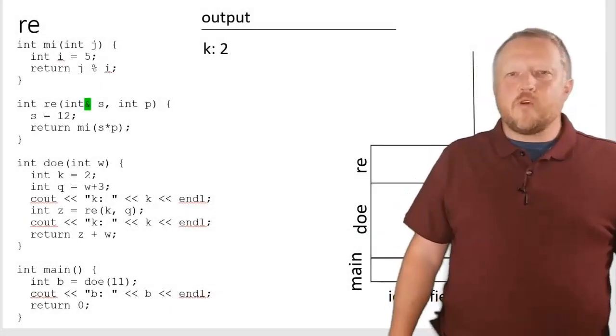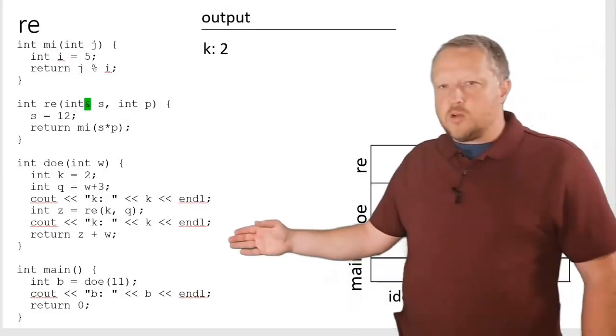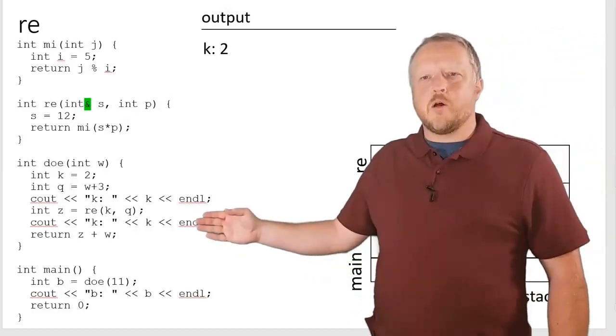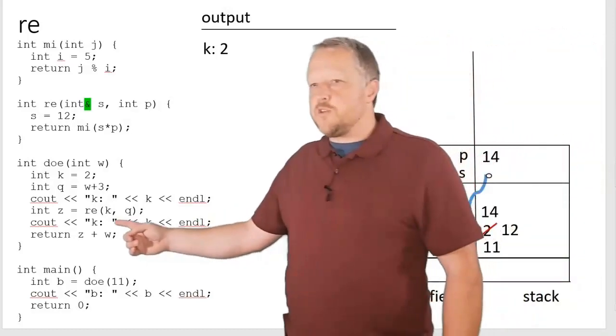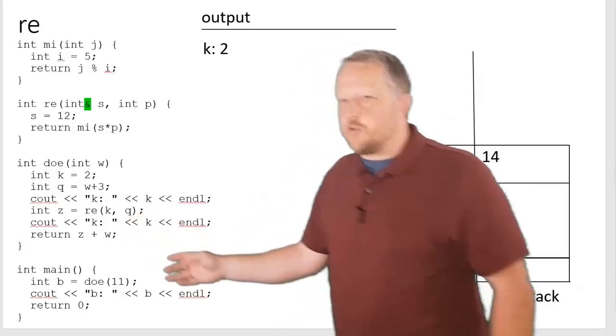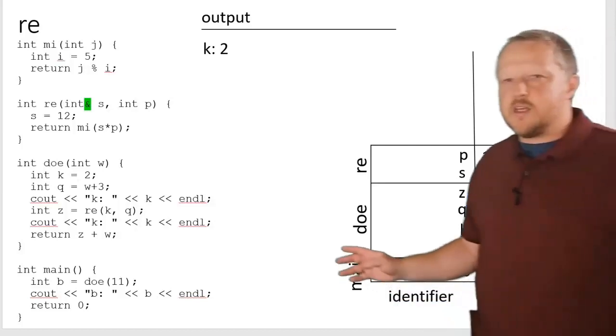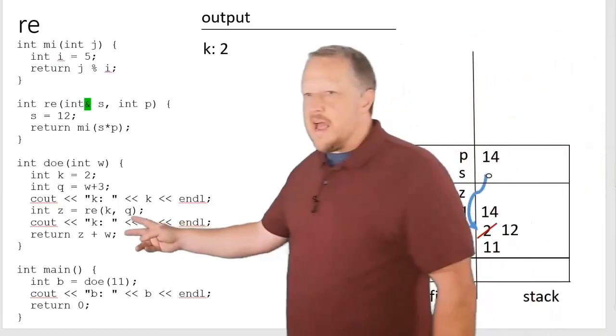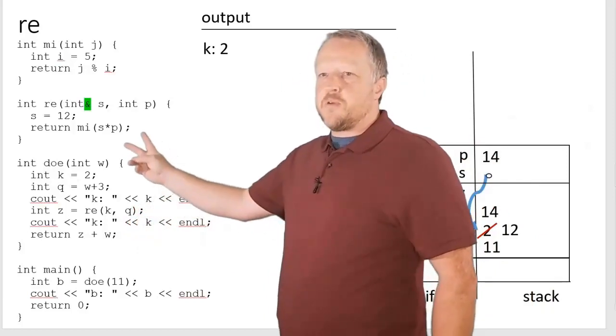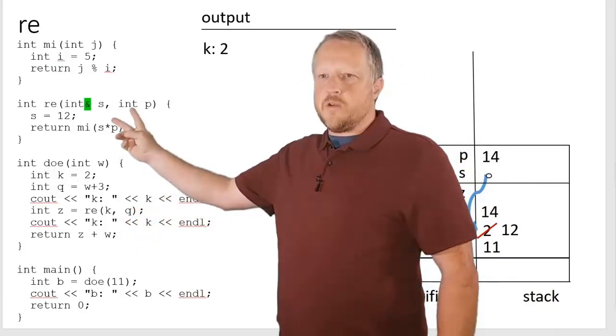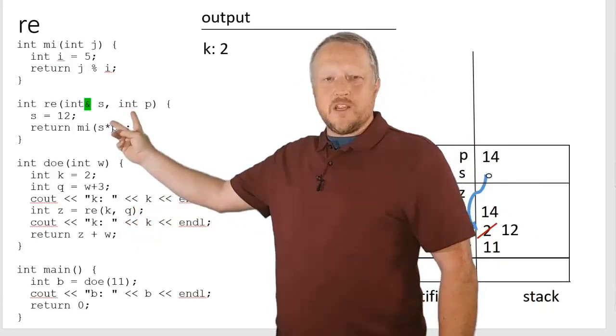So now we move on to re, since it was called from here in do. Now with re, it was given two values, k and q. Those two values are right here. K is equal to 2 and q is equal to 14. But notice as I'm passing those physically up into re, it's going to be s is 2 and p is going to be 14.